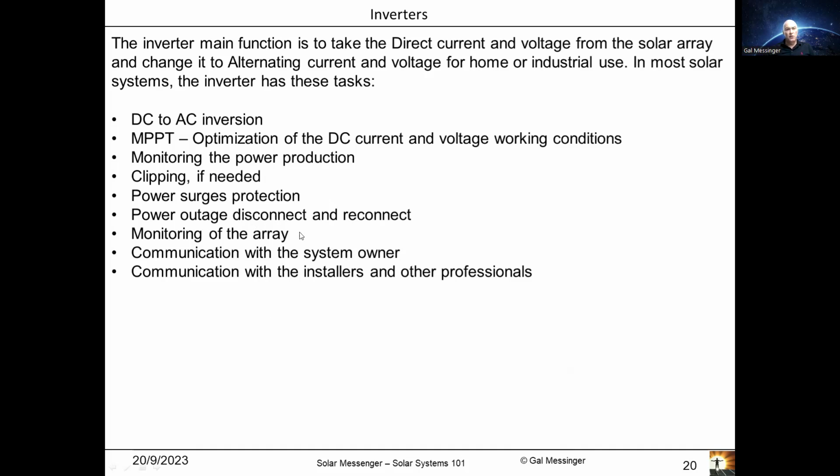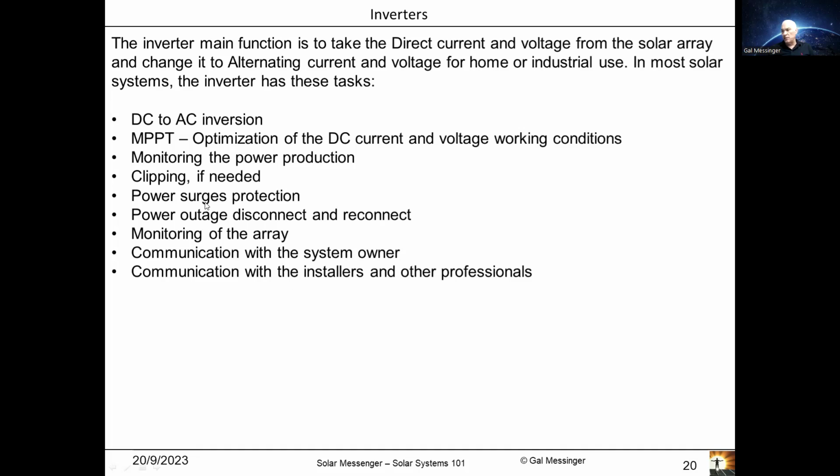Surge protection, ground fault, like any short to ground, any over voltage and things like this, the inverter will cut off the production. It also monitors the array and communicates with you. I actually have my system all the time talking to me and telling me what's going on, and I can log into my portal and see what's going on. And also, your inverter usually communicates with the installer.